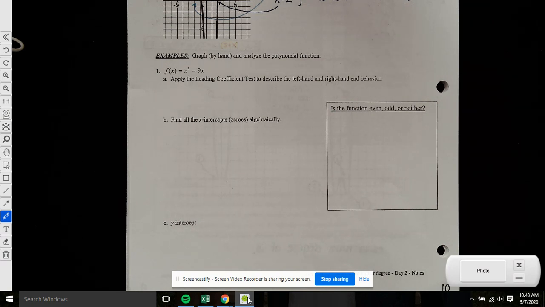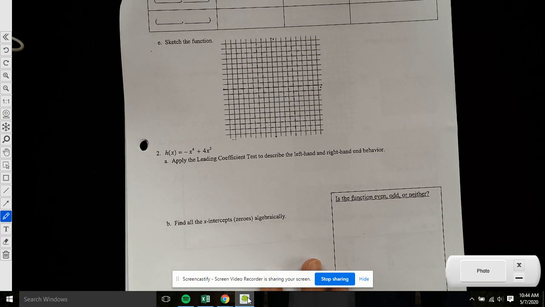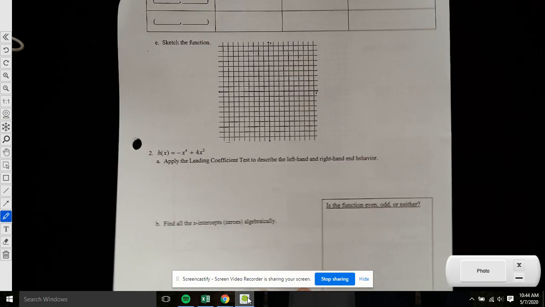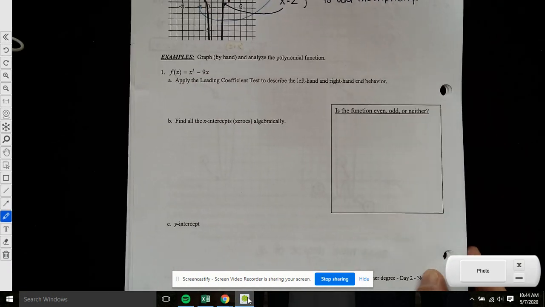I am looking at page 10 in the 3B packet, and I'm looking at the very first example. It says graph by hand and analyze the polynomial function. We are going to go through the steps A, B, and C on page 10, and then eventually D and E on page 11, where we'll end up sketching the graph. But first, we like to look at the different qualities of the graph.